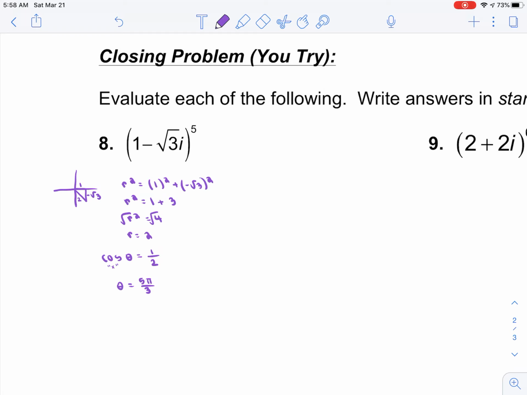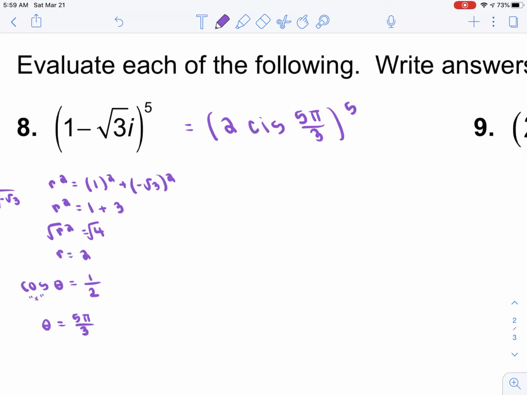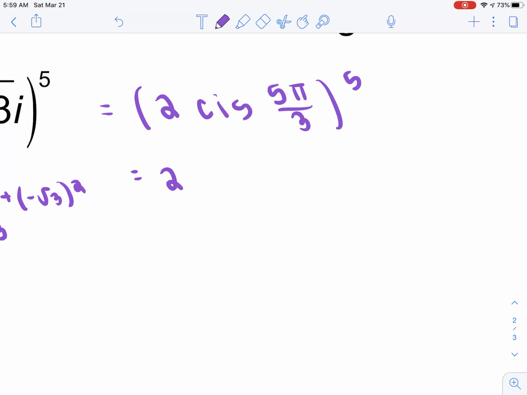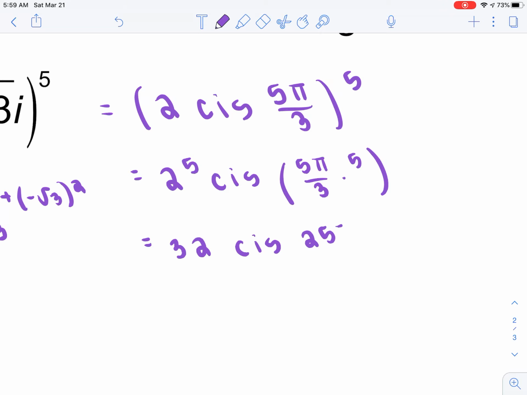Now from there, we can rewrite this as 2 cis 5 pi over 3. And then we're going to raise that to the 5th power. So we get 2 to the 5th cis, and then we get 5 pi over 3 times 5. So we get 32 cis 25 pi over 3.